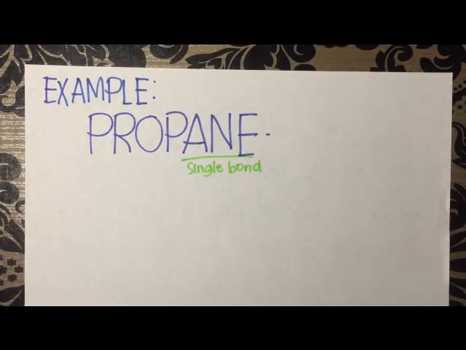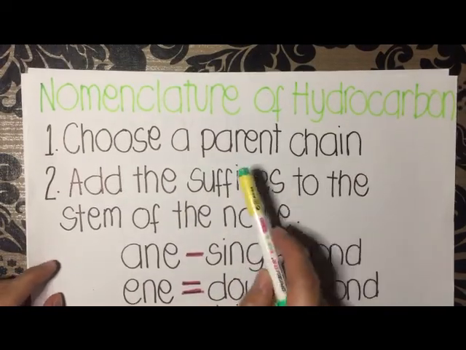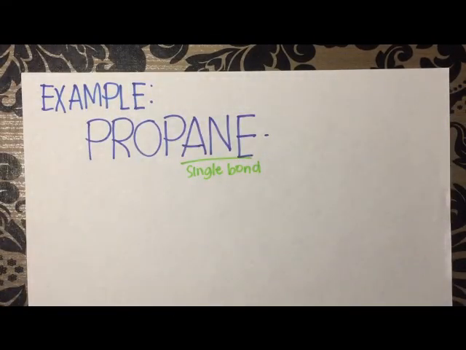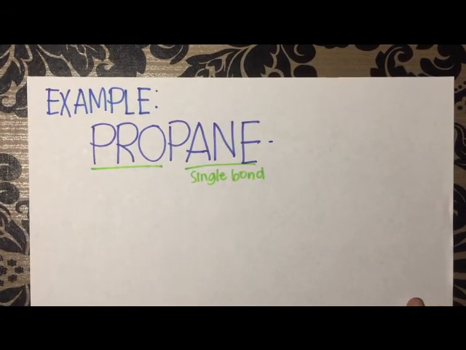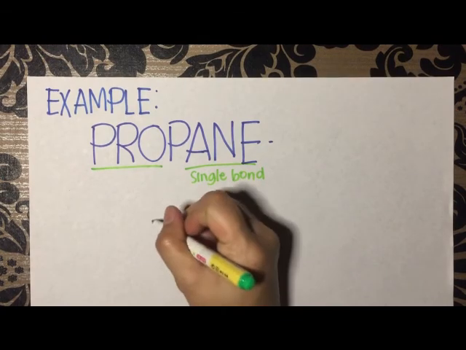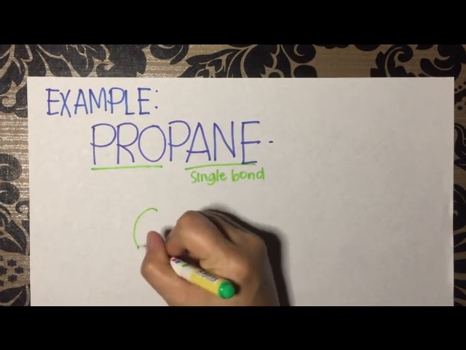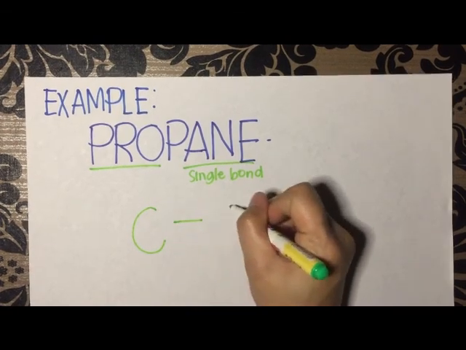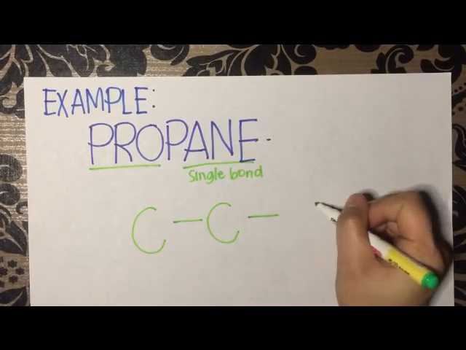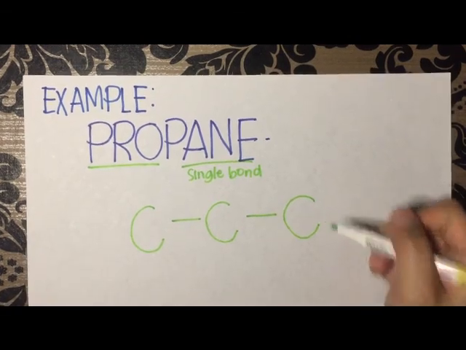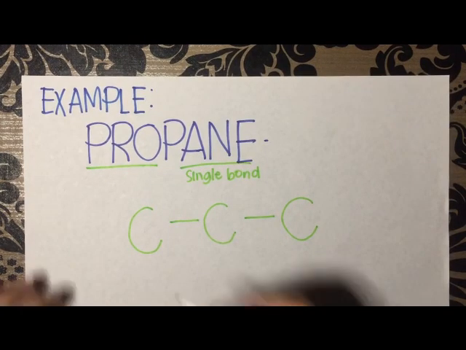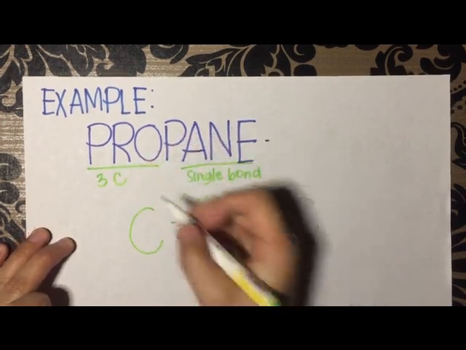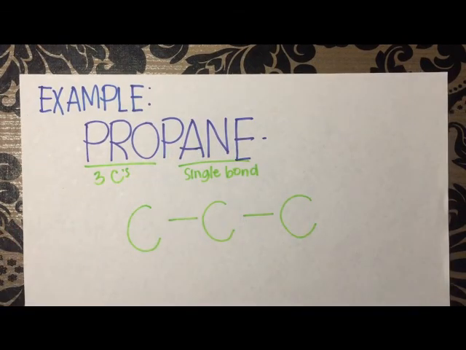3. Balikan natin yung ating rule. Choose a parent chain. So, ang parent chain natin ay ito, si prop. How many carbon is that? We have 3. So, gagawa tayo ng 3 carbons. 1, 2, 3 is now your parent chain. Prop, 3 carbons. Okay? 3 Cs.